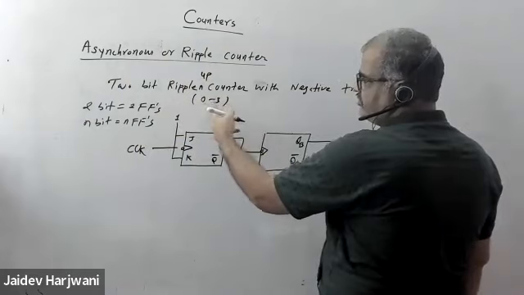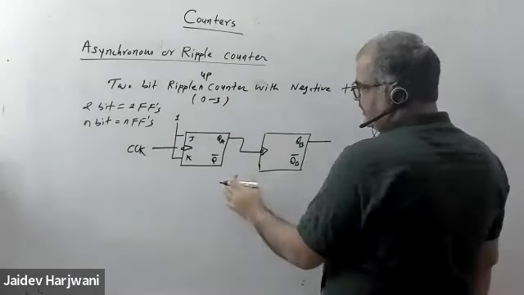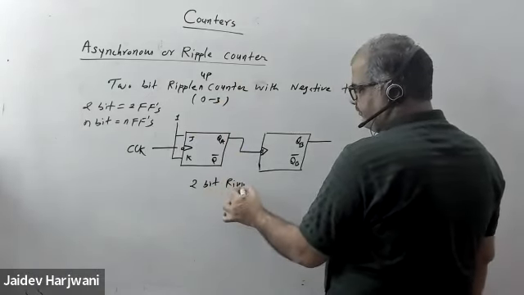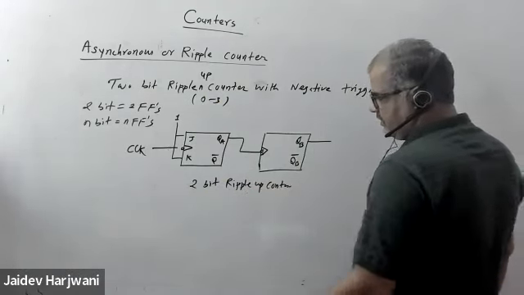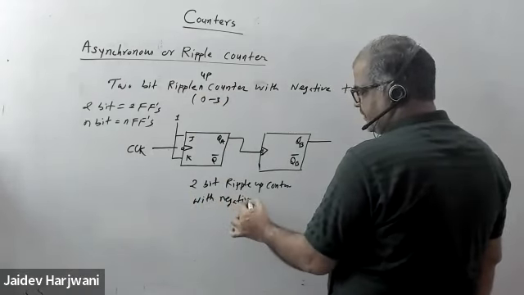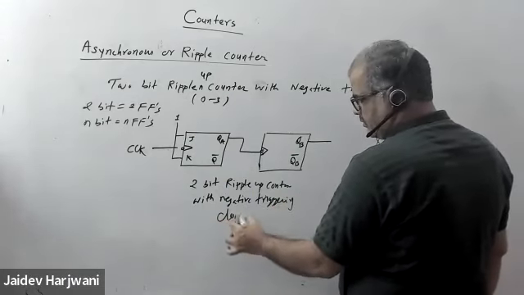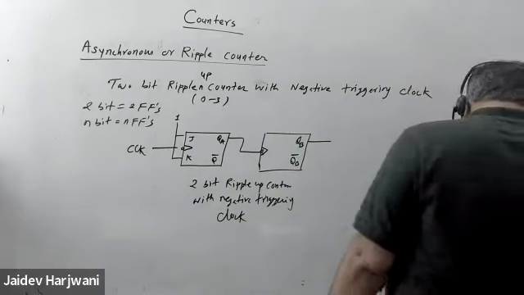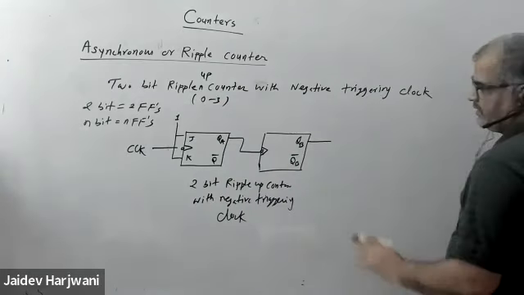Up counter will count from 0 to 3, down counter will count from 3 to 0, okay. So this is basically a 2-bit ripple up counter with a negative triggering clock. Now let us see how it works. Because it is a negative triggering clock, it will work only on negative edges, okay.